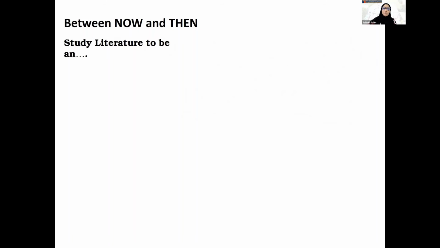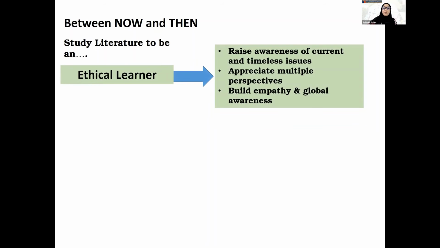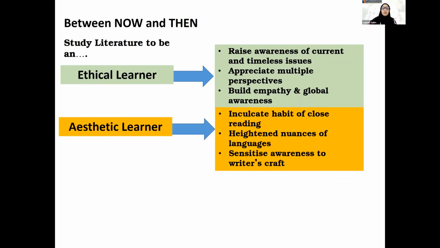The third reason why I feel that you must also consider lit as a possible elective for you is because of what you can do between now and then. Now, when you are studying literature, you are also developing yourself to become an ethical learner as you study the various poems and also the text, Fahrenheit 451. You are building empathy and creating global awareness of the world. You are also developing yourself to become an aesthetic learner who is able to appreciate and understand the beauty of language and to understand the nuances of language as part of the writer's craft.